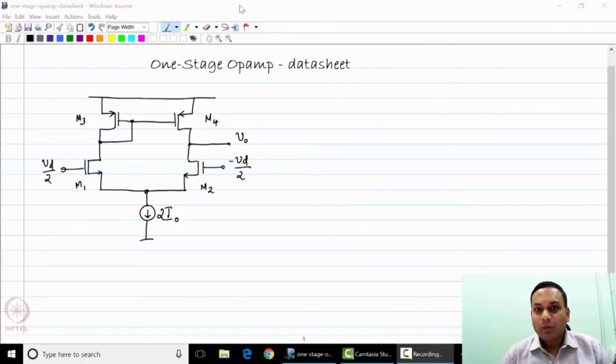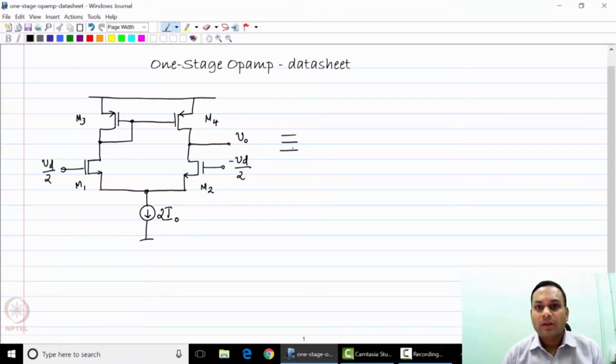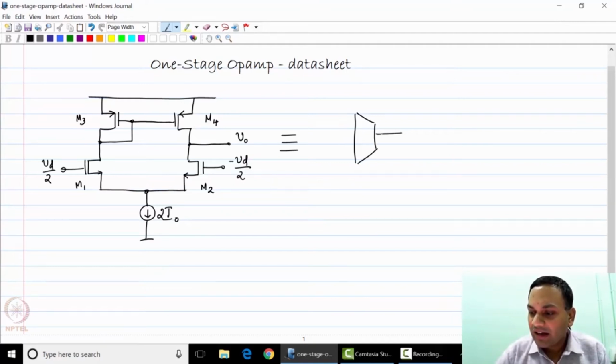In this lecture, we are going to summarize the one-stage op-amp and finally build its data sheet with all the parameters that we have calculated for it so far. So if you were to take the one-stage op-amp shown here and you had to represent it by a block diagram, it turns out it is best represented by a block called an operational transconductance amplifier, or an OTA.